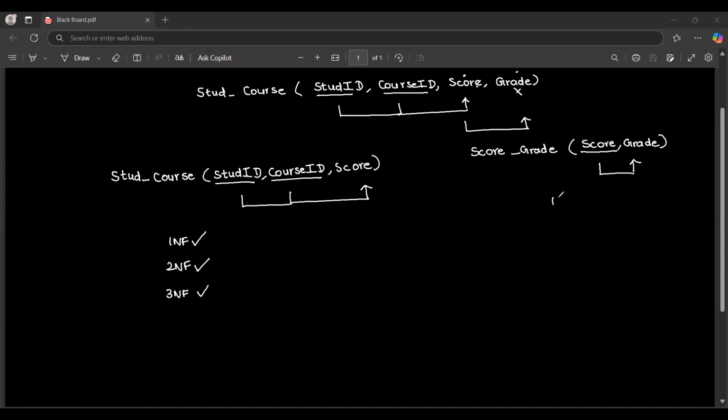And whether this is in 1NF, yes, because no duplicate values, no multivalued attributes, and there is no partial dependency. Why can I assure that? Because it's a single, simple primary key. It's not composite, so it's easy. And 3NF, yeah, it also works. Why? The non-prime attribute is functionally dependent on the primary key. And this is how you do 3NF.